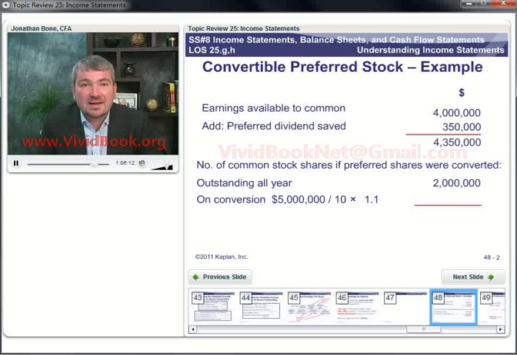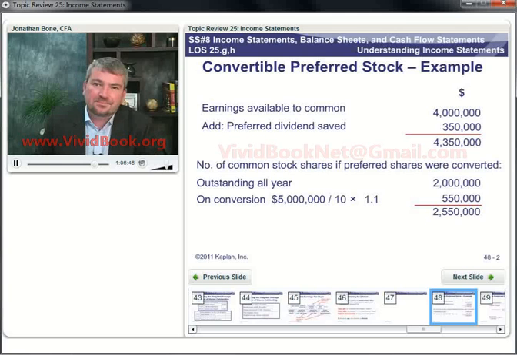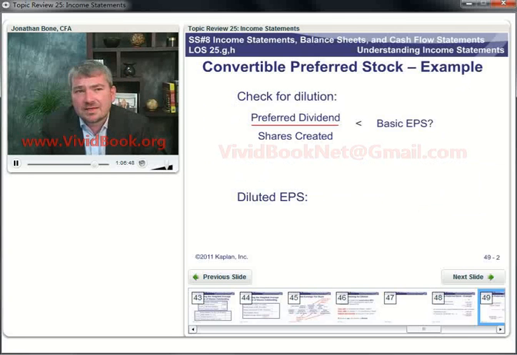5 million par value, 7% coupon, so therefore 350,000. So my adjusted numerator would now be 4,350,000. I also need to work out the impact on the denominator. So my par value is 5 million, and remember for every $10 of par value I get 1.1 shares. So 5 million divided by 10 times 1.1, a further 550,000 shares would be created, giving me a denominator of 2.55 million.